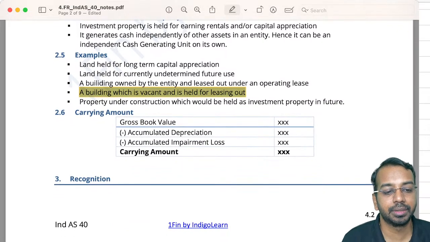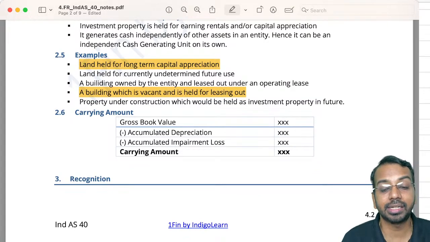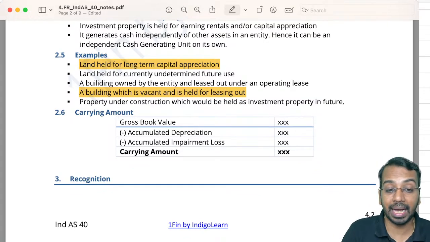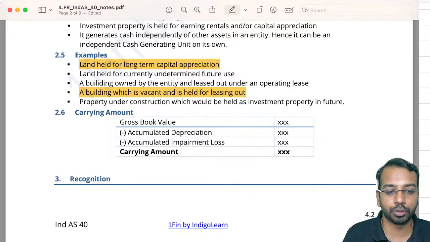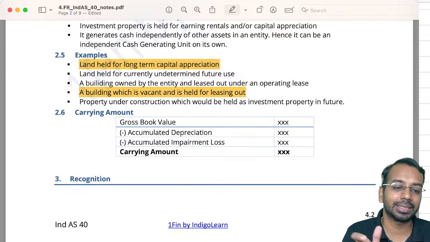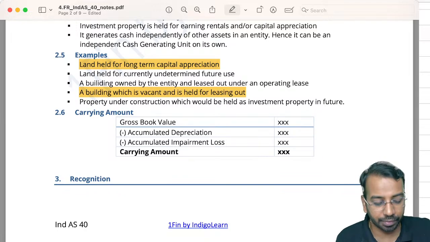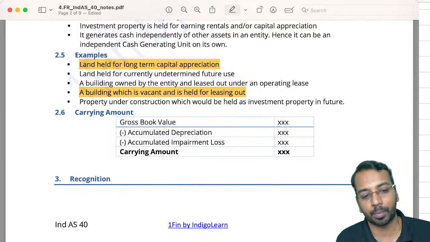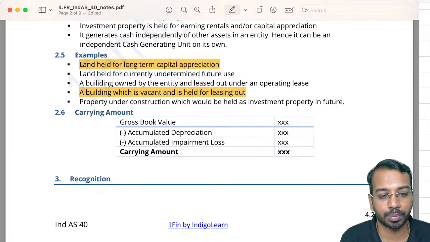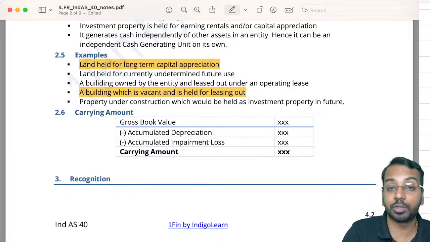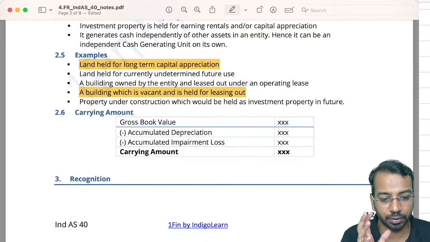So some examples: land held for long-term capital appreciation, land for currently undetermined future use. So if at all you have land which does not have future use determined, that is also called an investment property. Building owned by the entity and leased out under operating lease, investment property. Building which is vacant and is held for leasing out, investment property. Property under construction which will be held as investment property, investment property. So those are some examples of investment property.